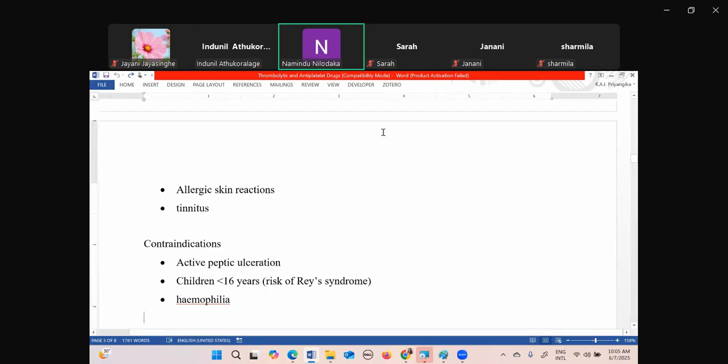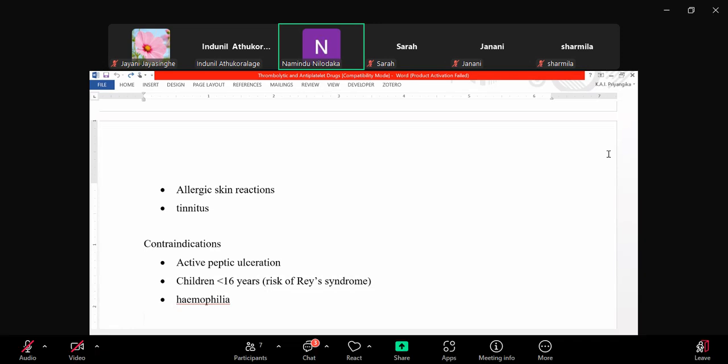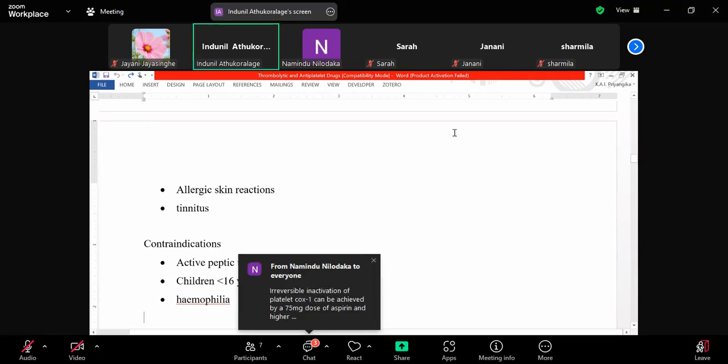Miss, one thing about aspirin, the COX-1 inhibition is irreversible, right? At 75 milligrams, yes, at low doses it is irreversible, but at higher doses it becomes reversible. Oh, okay. Because I was maybe confused. No, I was confused about this part in the tube. I just put it in the chat.